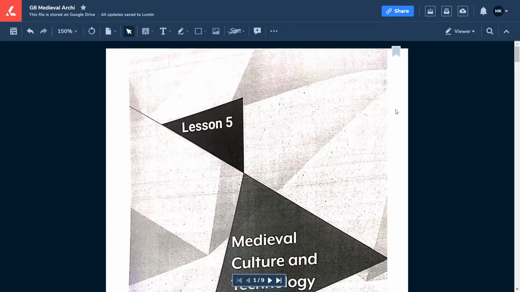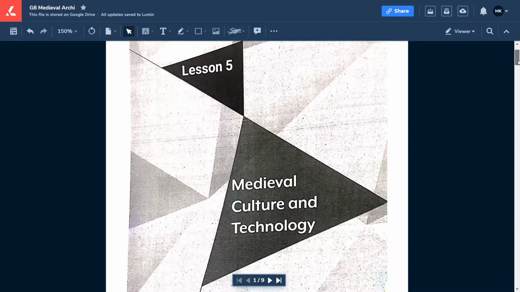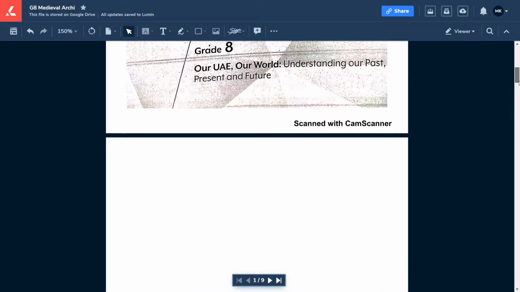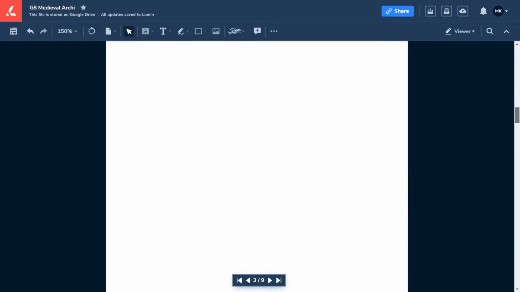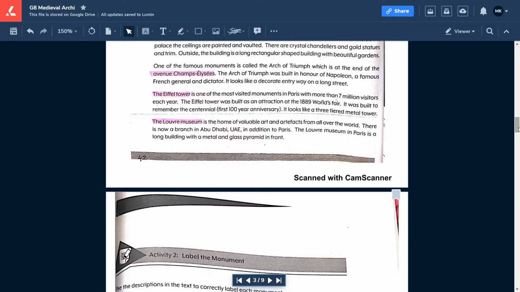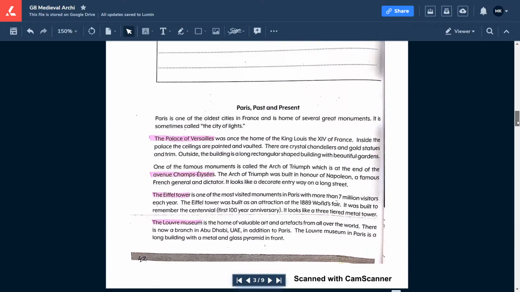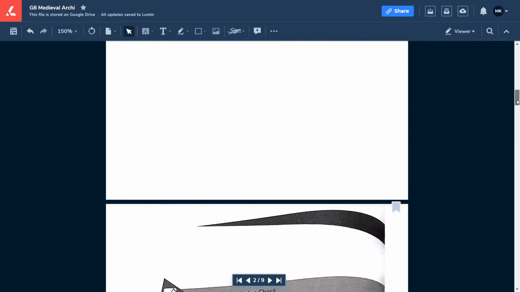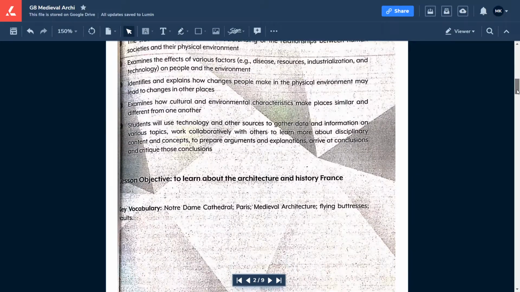Today inshallah we're going to complete our lesson 5, which is the medieval culture and technology, page 40. So, last time we spoke about the medieval architecture.